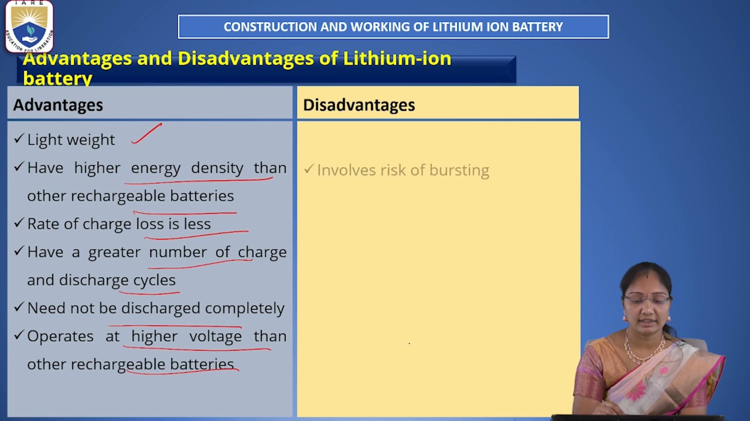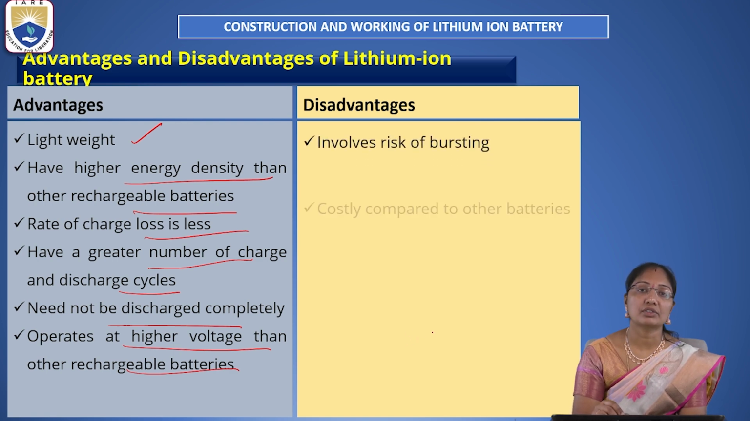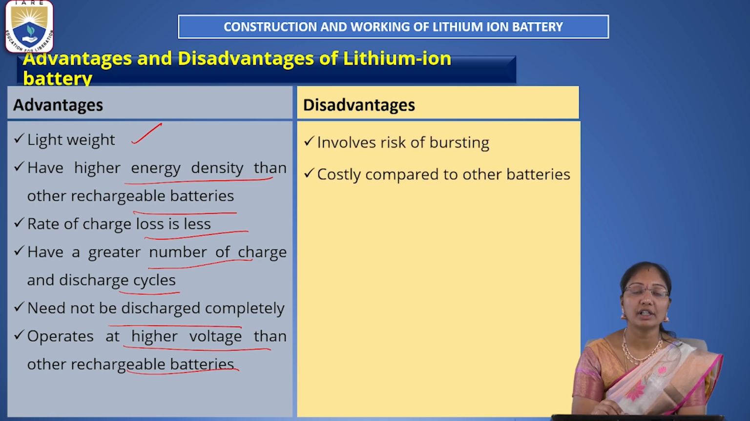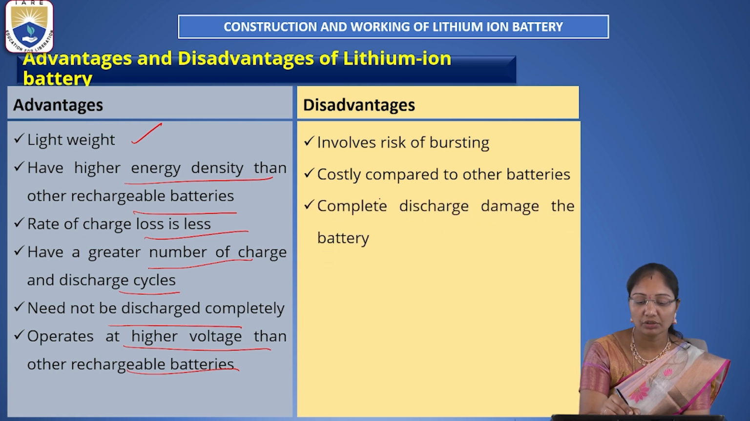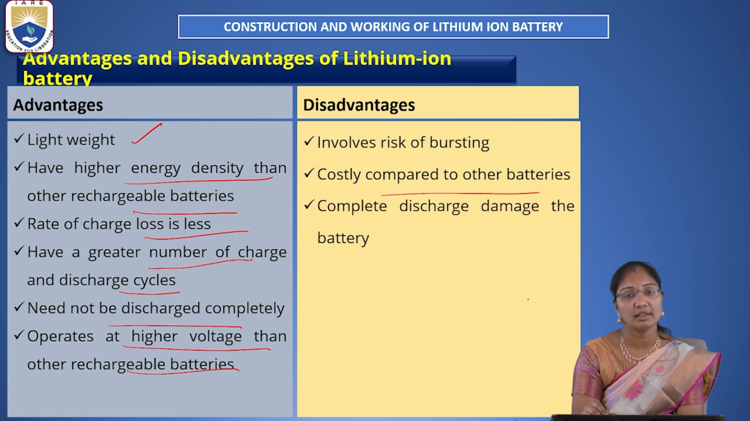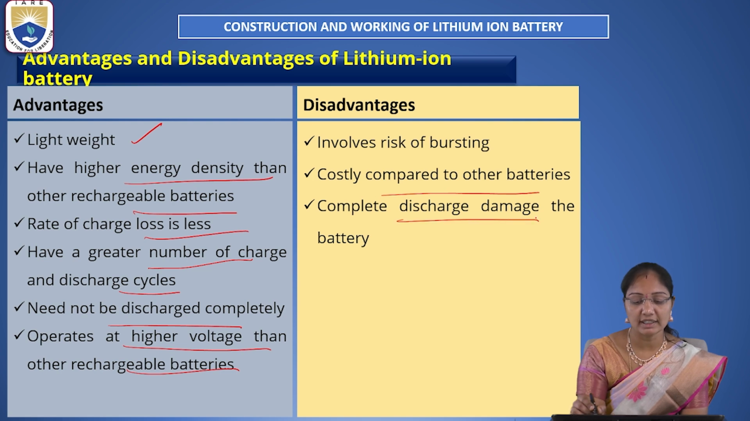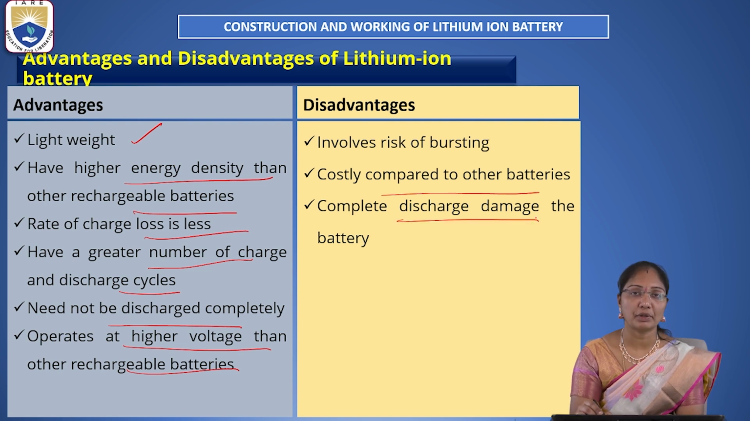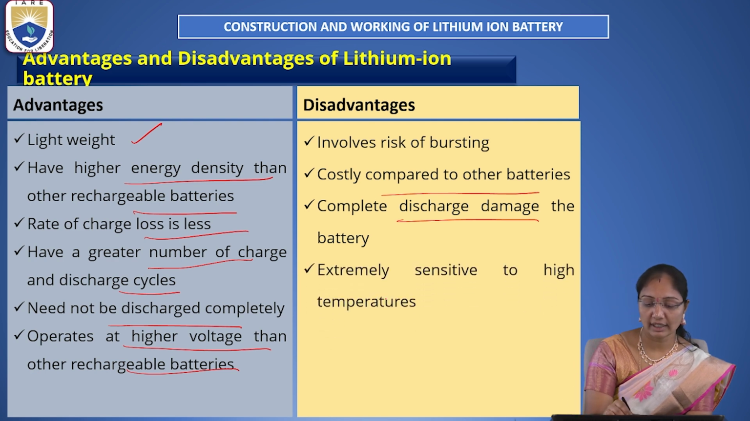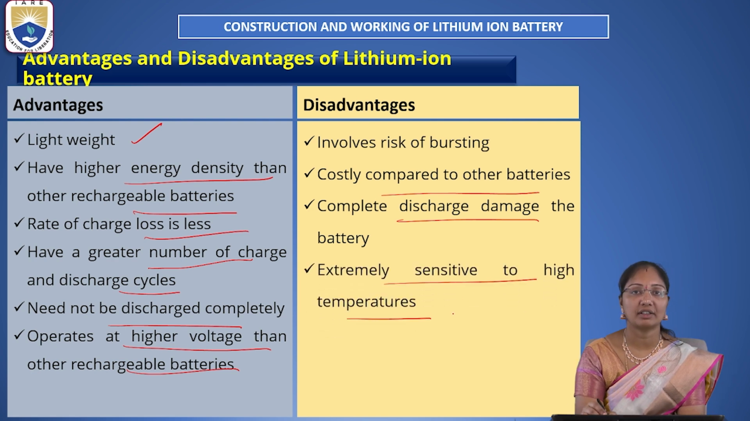So what are the disadvantages? It involves the risk of burning because the electrolyte which we are using inside the battery is flammable. It is also costly compared to the other batteries. The complete discharge can also damage the property, because the lithium cobalt dioxide is going to convert into lithium oxide. So it causes interruption of the chemical reaction, and it is extremely sensitive to high temperatures.